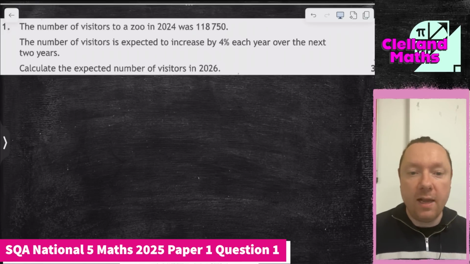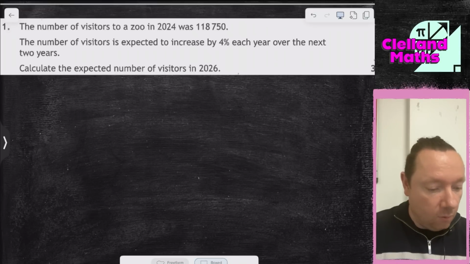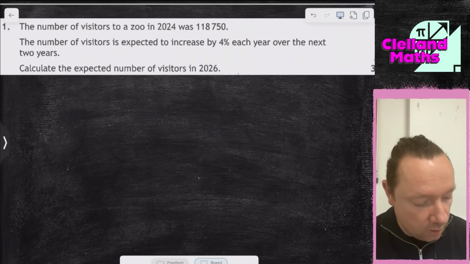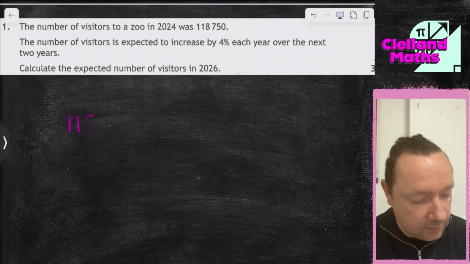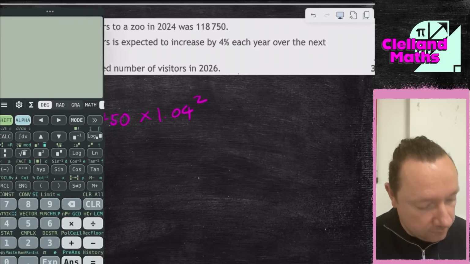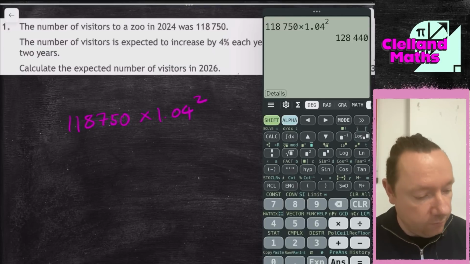SQA National 5 Maths 2025, Paper 2, Question 1. The number of visitors in a zoo in 2024 was 118,750. The number of visitors is expected to increase by 4% per year over the next 2 years. What's the number of visitors in 2026? So we'll just do 118,750 times 1.04 to the power of 2. So my calculator, 118,750 times 1.04 squared is 128,440.